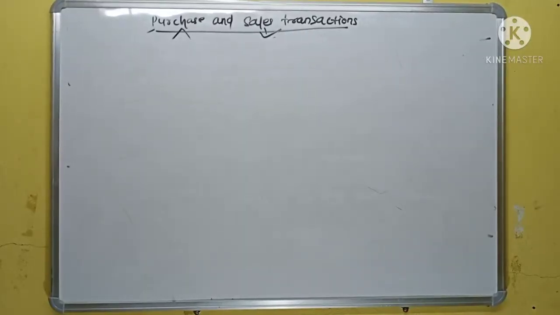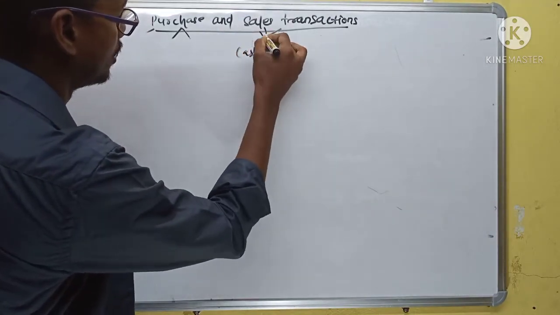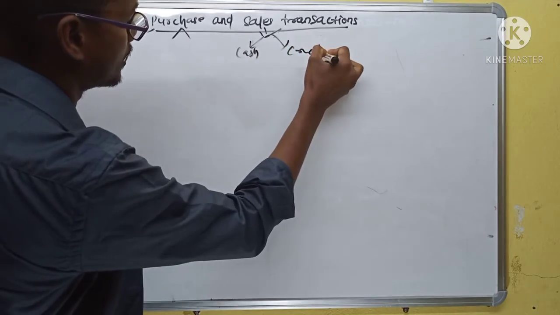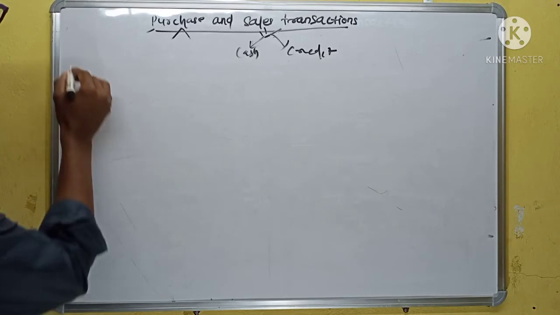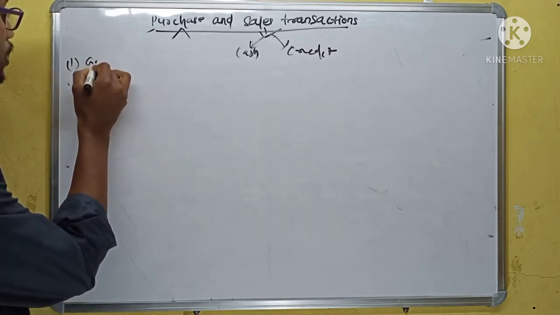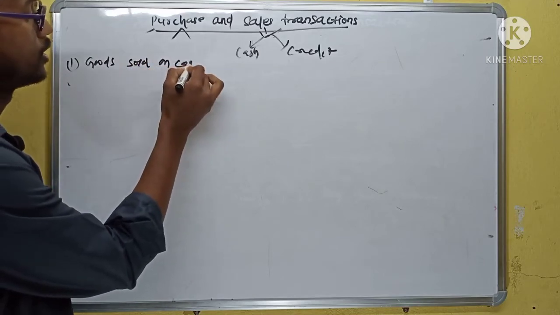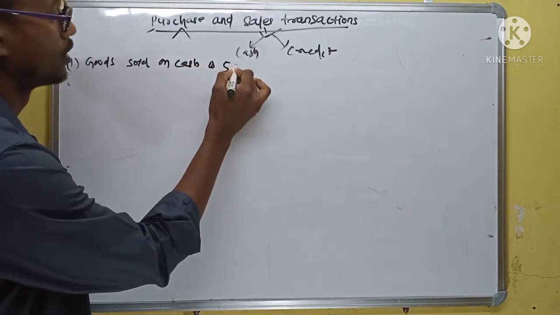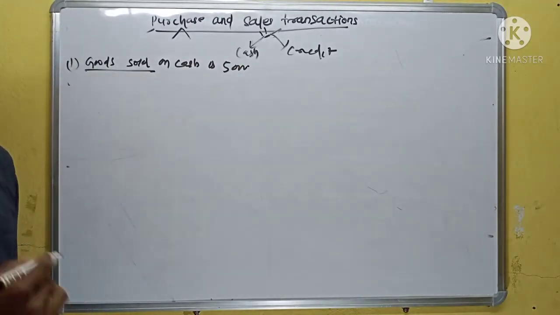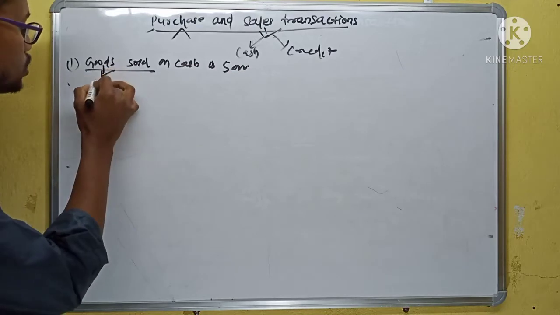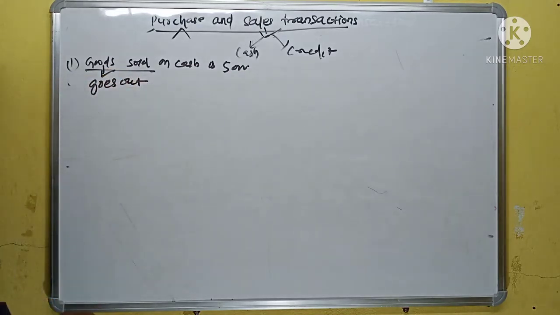As like purchase, there are two types of sales: cash sales and credit sales. Then what is the entry of a cash sale? So we take an example: goods sold on cash rupees 5,000. Here goods sold means goods goes out. Debit what comes in and credit what goes out.